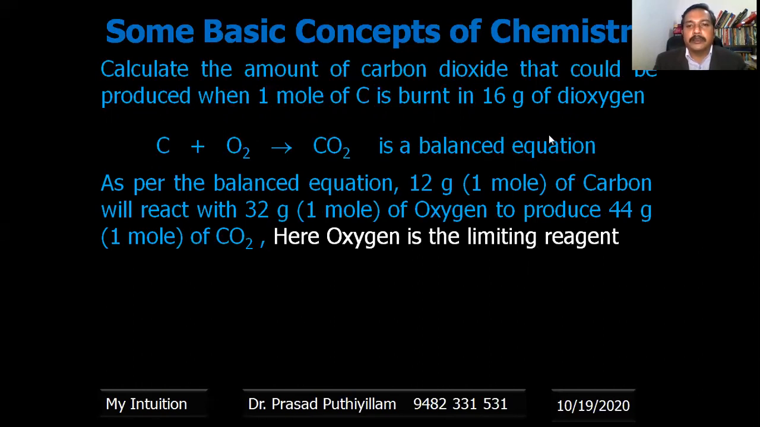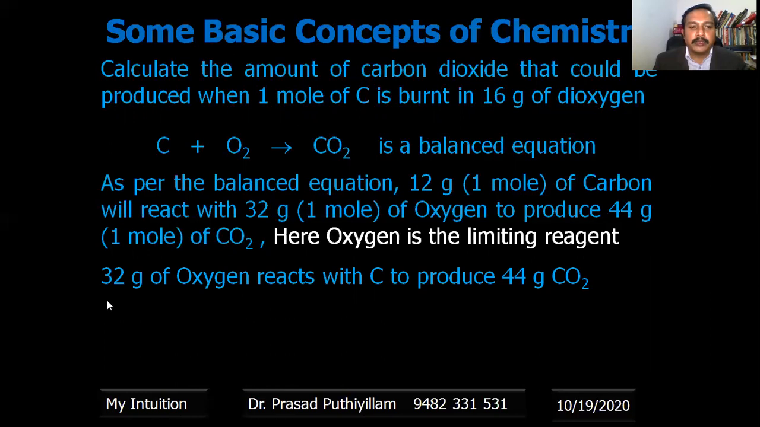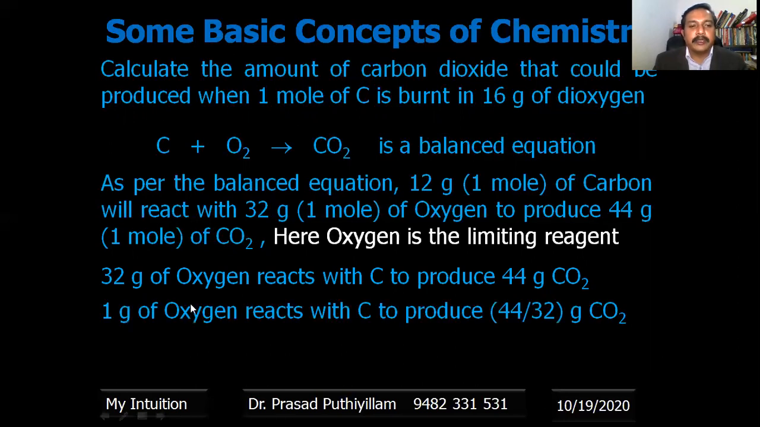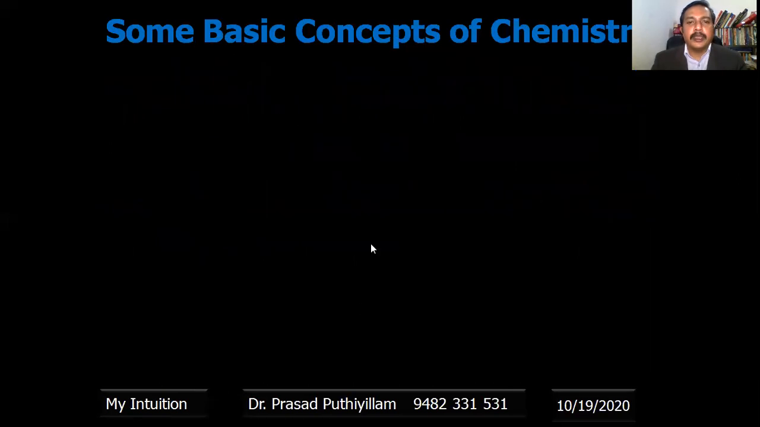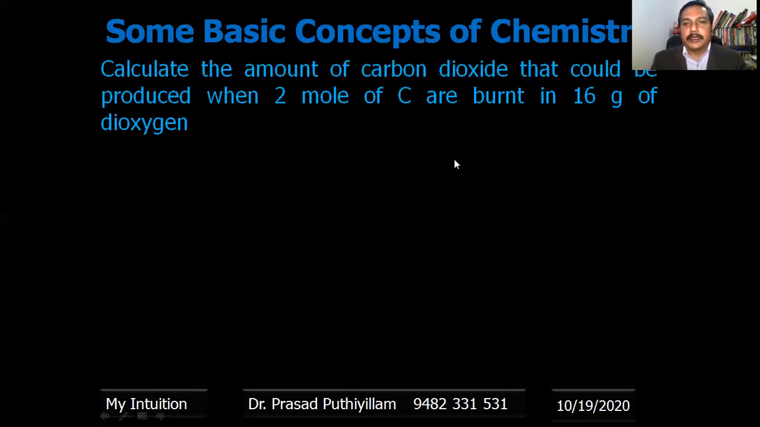So here in the given question, 16 gram is lesser than 32 gram. Therefore, oxygen is the limiting reagent which is supplied. Therefore 32 gram of oxygen reacts with carbon to produce 44 grams of carbon dioxide. So we can say that 1 gram will give 44 upon 32 gram of carbon dioxide. Therefore 16 gram will produce 22 gram of carbon dioxide. Same way, one more question related to that.